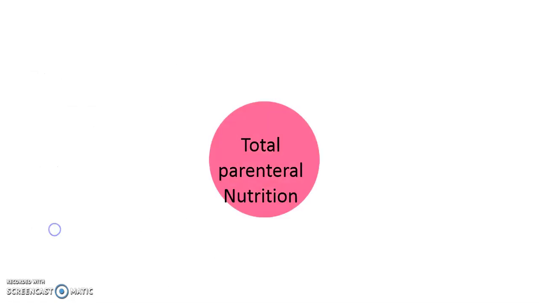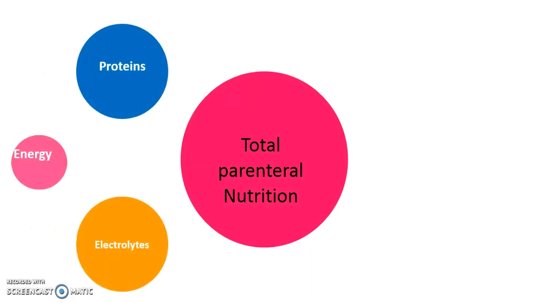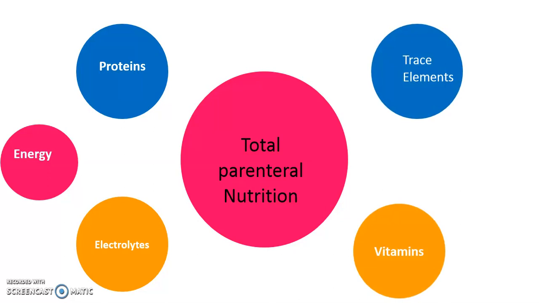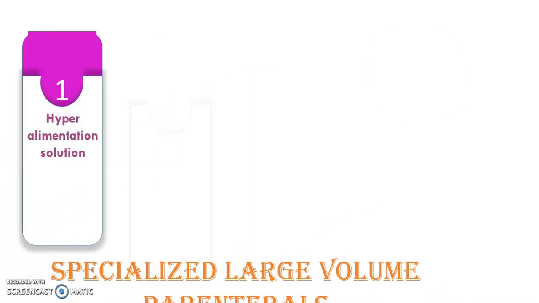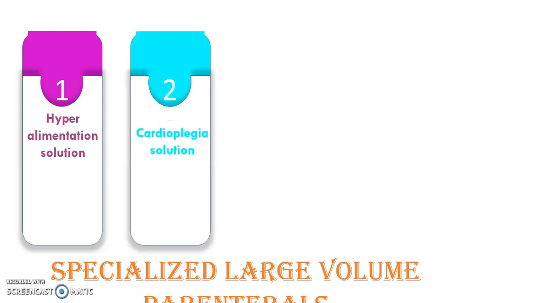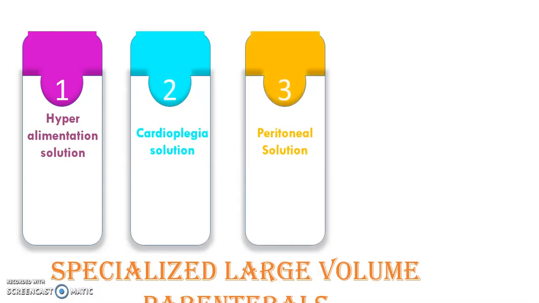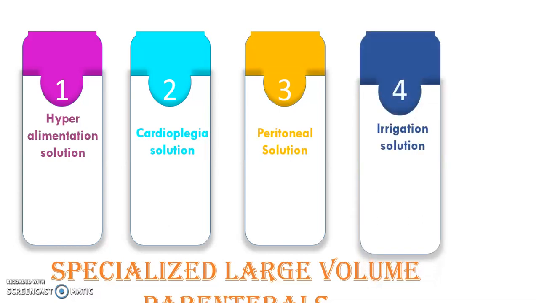Next is total parenteral nutrition. It consists of protein, energy, electrolytes as well as trace elements. Total parenteral nutrition can be used either in hospital or at home, which is called home parenteral nutrition. In this case you have to use the subclavian vein for administration. Next are the specialized large volume parenterals, which include the hyperalimentation solution, cardioplegia solution, peritoneal solution, and irrigation solution.